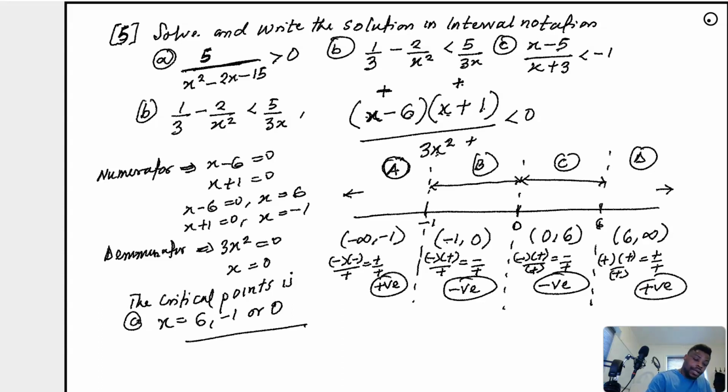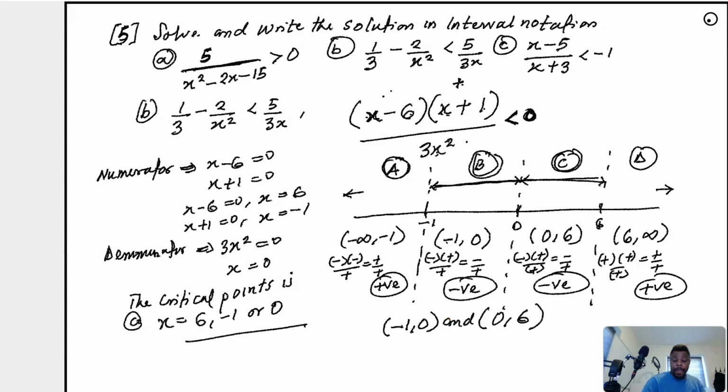Now, according to our inequality, this is less than 0. And less than 0 simply means we're interested in the negative part of it. So which one is giving us negative? B and C. And that is telling us that it is between minus 1 and 0, and between 0 and 6, you can see, is an interval.